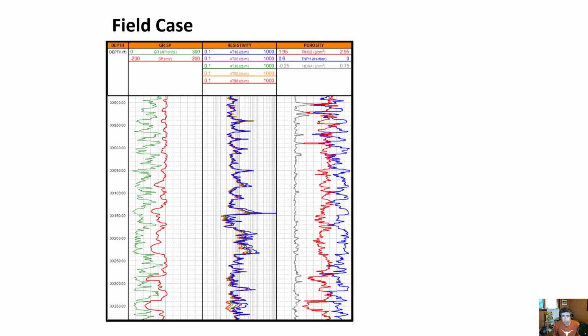So here is a field example where we have the SP log in red and the gamma ray log in green. Extreme variability in the gamma ray log. We also see that with respect to the shale baseline, the maximum amplitudes of deflection of the SP take place at the bottom.